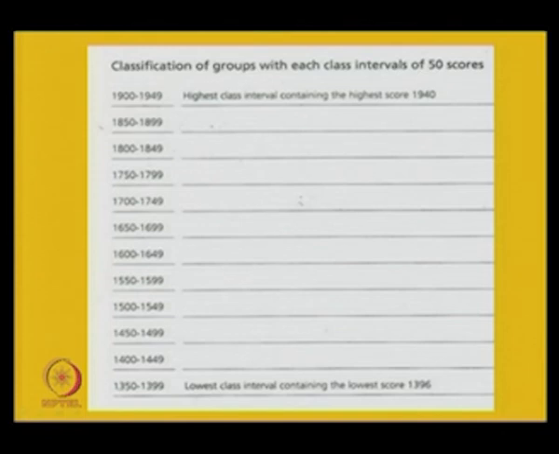So, minimum we are taking 1350, and then the next 50, another 50, another 50, like this way we are crossing. The topmost class is 1900 to 1949, in which the highest value we originally got, 1940, lies, and the lowest value, 1396, lies here. This is called calculation of groups, with each class interval of 50 scores. We have considered this 50 arbitrarily.